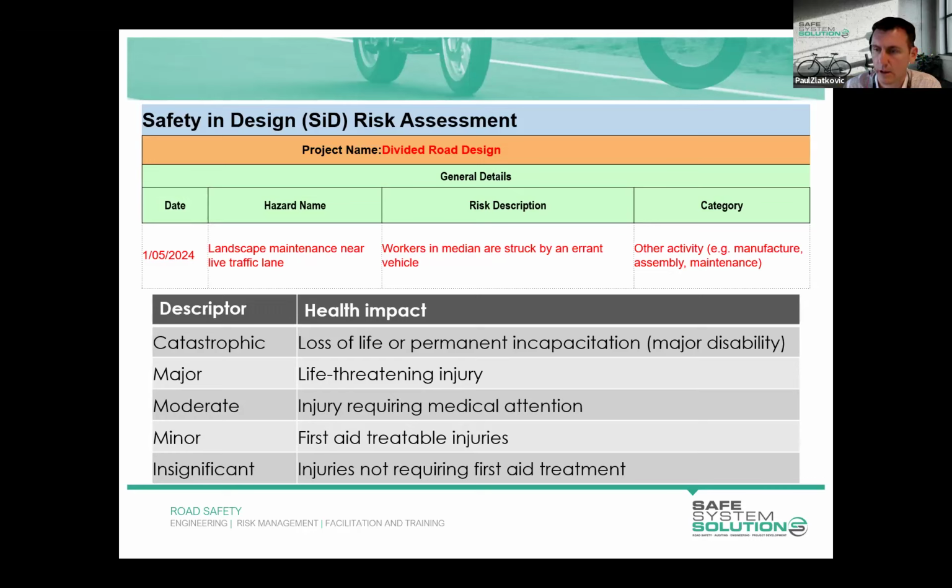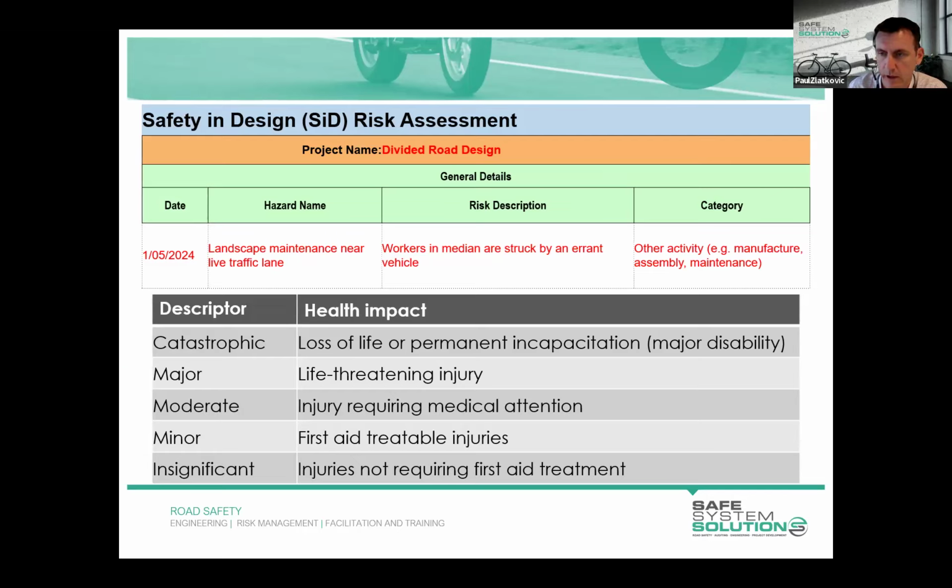Okay, I think we can end the poll and share the results. Excellent. Okay, so we can see that most of the responses are within that catastrophic and major level of consequence, and I'd certainly agree with that.